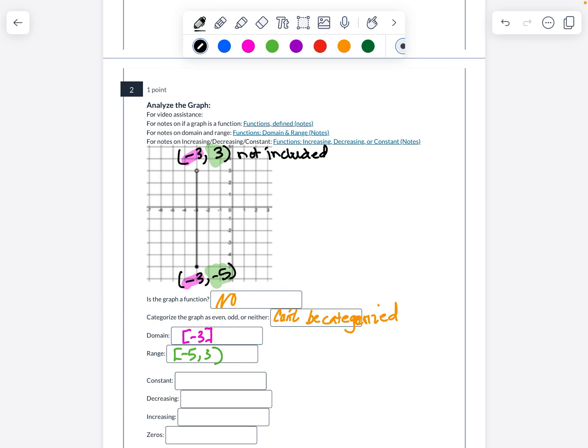There is no place on the line where the graph goes horizontal. We do not consider it increasing or decreasing if it's not a function. So we're going to put does not exist on all 3 of those. It does have a 0, however. This point right here is the 0. So the 0 is at negative 3. So that's going to be our answer there.